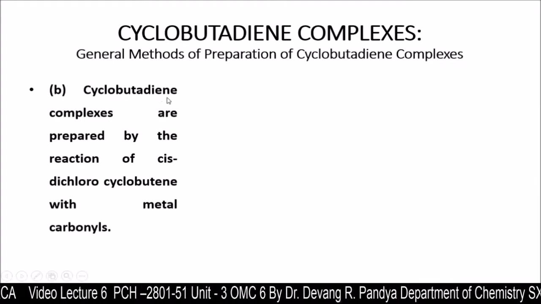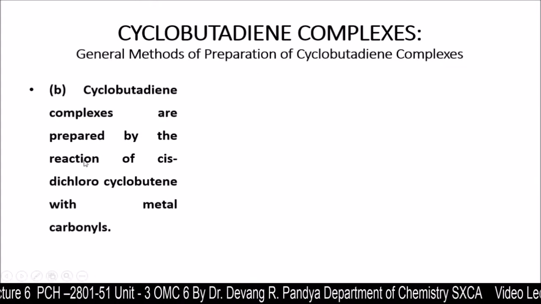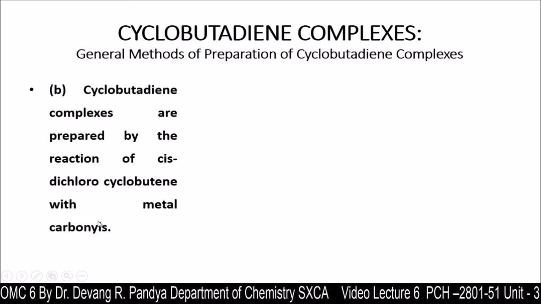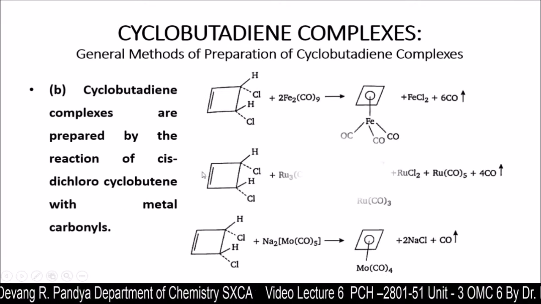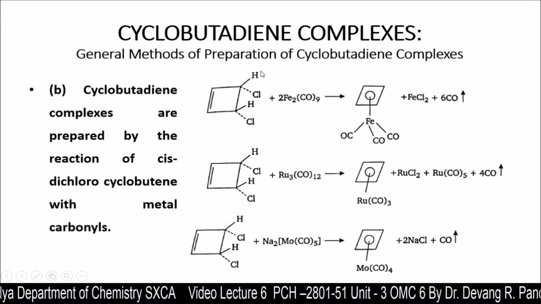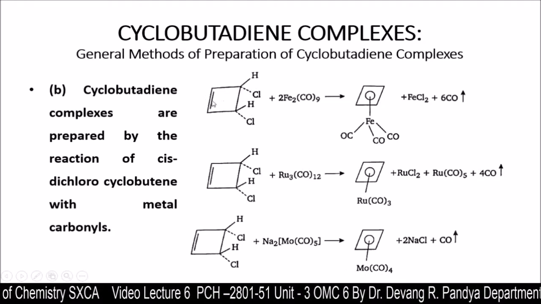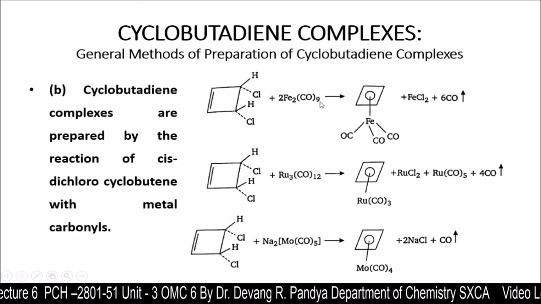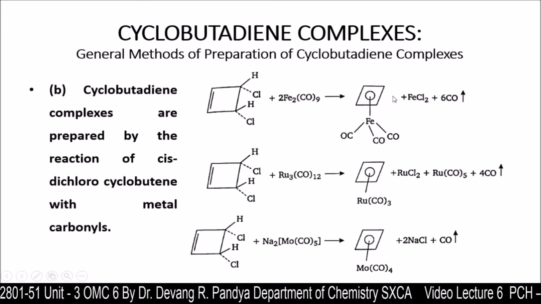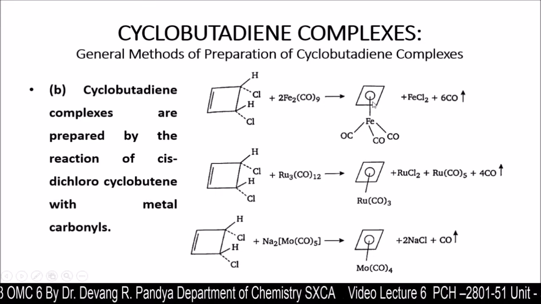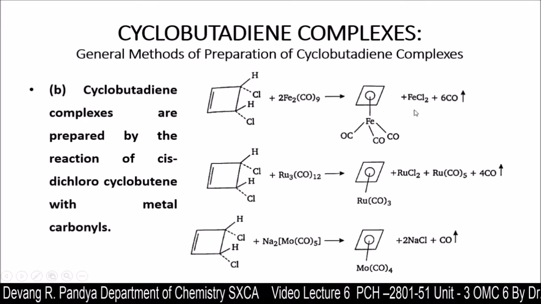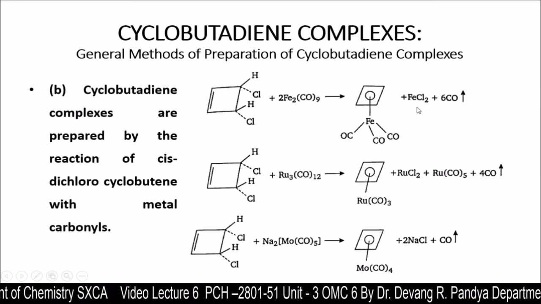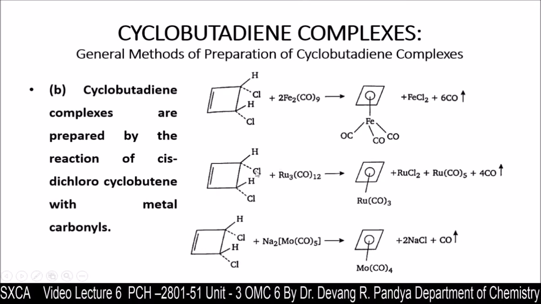The second route: cyclobutadiene complexes are prepared by the reaction of cis-dichlorocyclobutene with metal carbonyls. Here you can see a substituted dichloro semi-saturated cyclobutene treated with Fe2(CO)9, and we get the first ever pure unsubstituted cyclobutadiene complex, substituting 6 carbon monoxide, and we get FeCl2 as a salt as well.